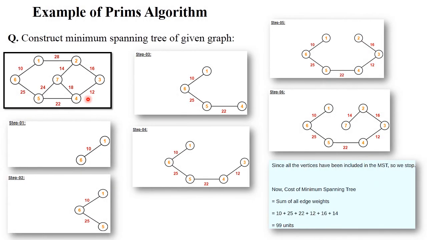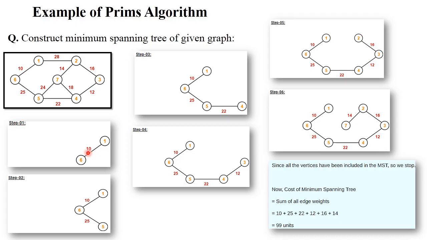Let's see. This is your given graph, and you need to find the shortest path by using Prim's algorithm. The first step is step 1. Prim's algorithm starts with any one vertex in the graph. So we will start from vertex 1. From 1 to 2 and 1 to 6, we check the weight of the edge and pick the minimum, that is 10. So here 1 to 6, that is 10. This is your step 1 and this is your first path.